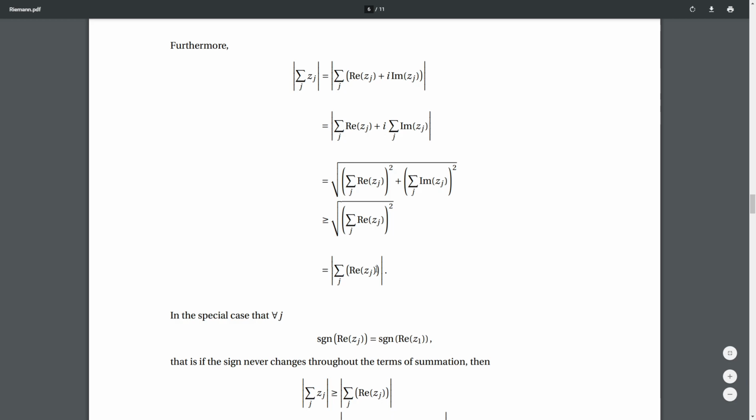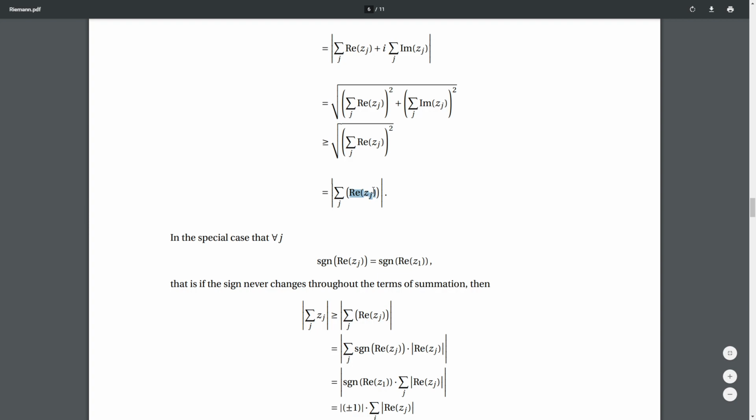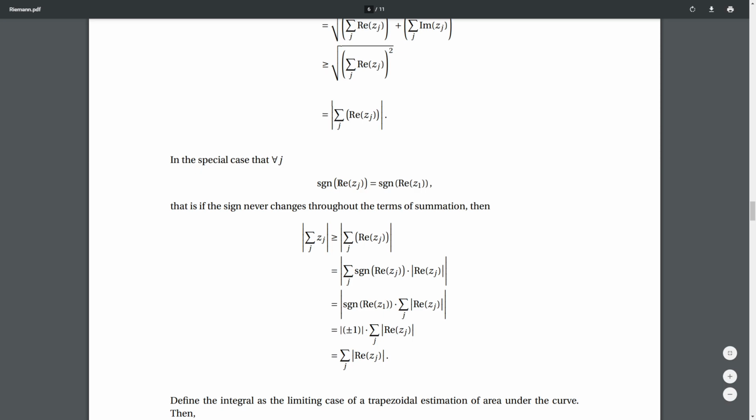Right? So now let's consider this further. We really want to push these even further so that we're dealing with something where the absolute value is inside the sum. So consider the case where every term within this sum, the real part of z sub j, doesn't change sign, right? So that whatever it is at the beginning of the sum, it is throughout the domain of that sum, so that they all share the same sign. Then this is bounded below by this, which is what we showed here. But now we have that each one of these terms is the sign of that jth term times the absolute value, right? So whenever you factor out the sign, well, this is either 1 or negative 1.